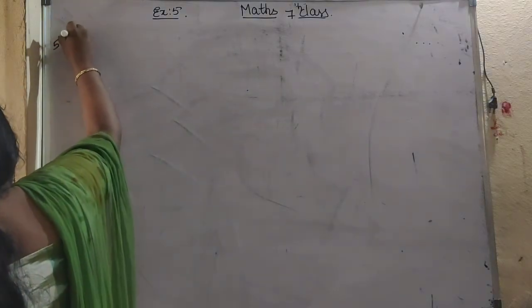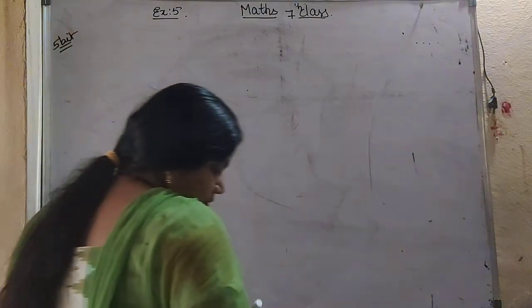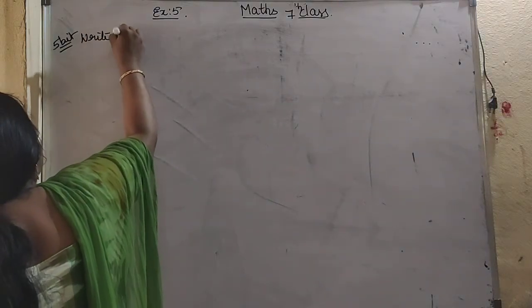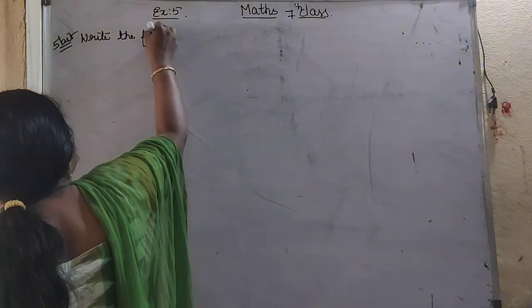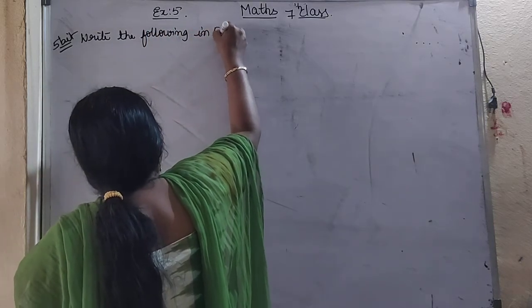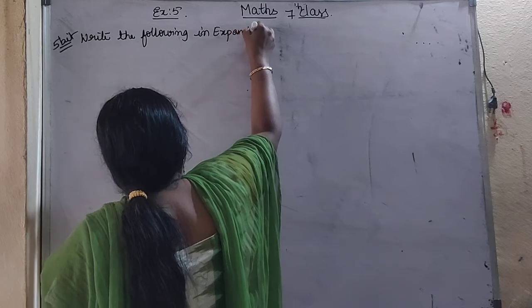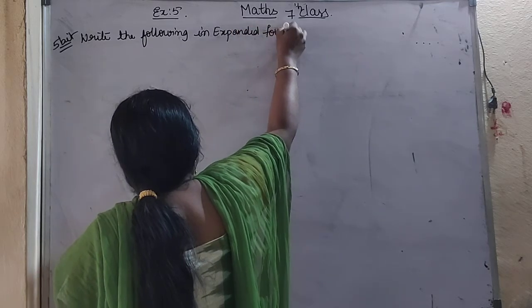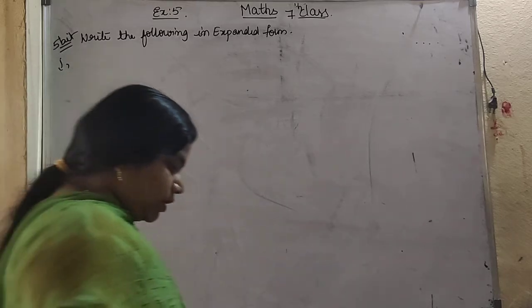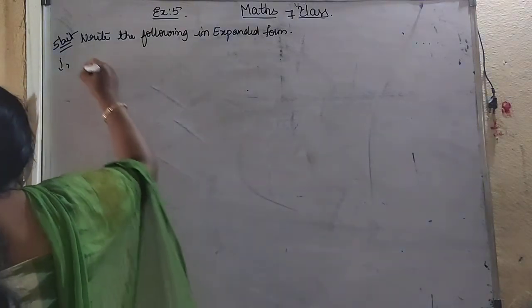Fifth bit, write the following in expanded form. So in the first one, already I told you how to expand the numbers. So 55.5.